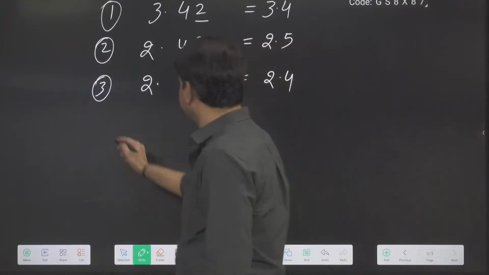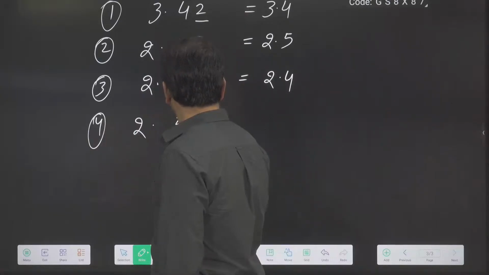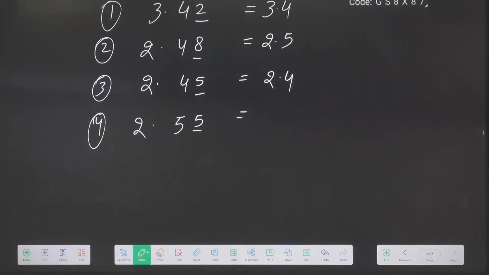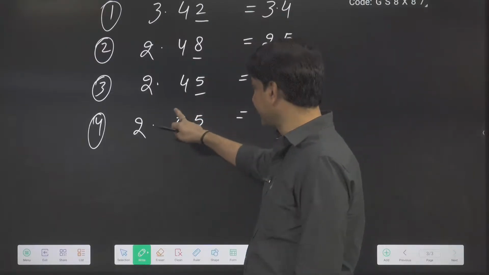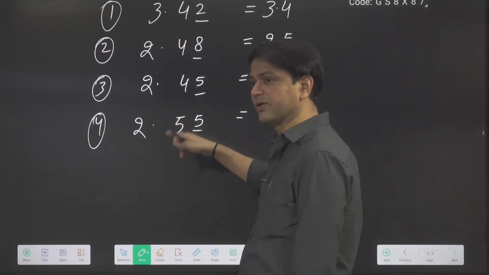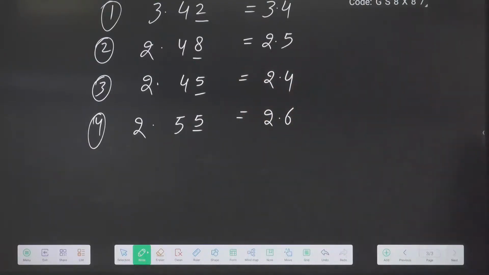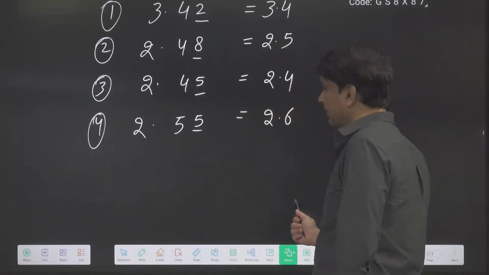But suppose here I am saying, what is the answer? 2.55. What is the answer? 2.6, because here I have to drop 5. Now I will check the preceding digit. Preceding is an odd number, so it will increase by 1. So the answer is 2.6. Completed.